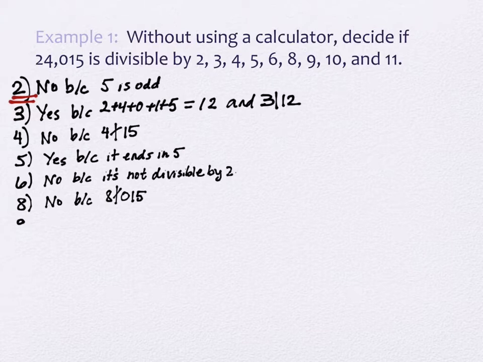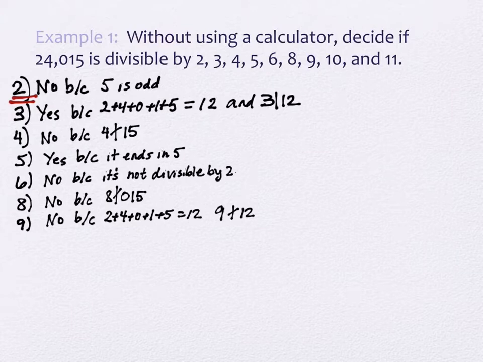9 is next. Is it divisible by 9? No, why not? Right. When we did the sum before, 2, 4, 0, 1, and 5, we got 12, right? And 9 does not divide that 12. How about 10? No, why not? Right, because it doesn't end in 0.